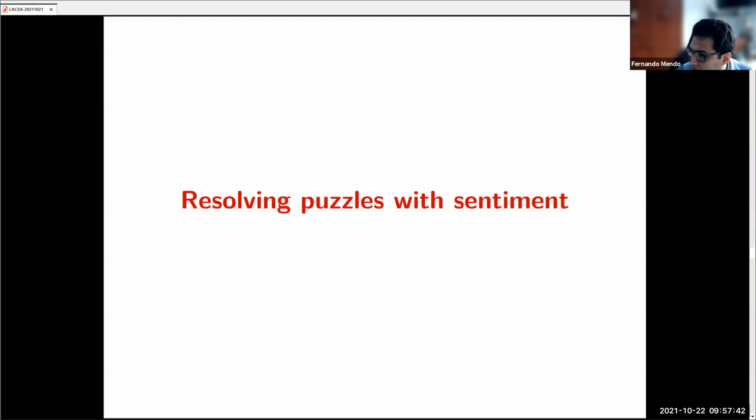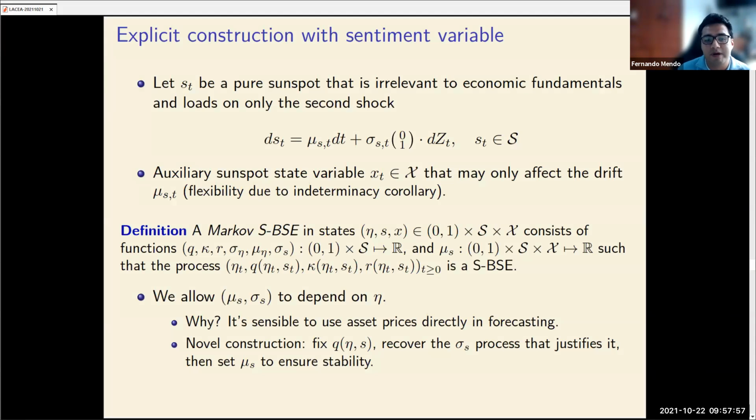And now let me just check. Okay, let me just try to do this in 5 minutes. So what I'm going to do now is some specific constructions in order to address some of the puzzles. So let me now put this S, it's going to be completely extrinsic to the model, just going to load on this shock that we had before. And this is going to be our idea of our sentiment, okay?